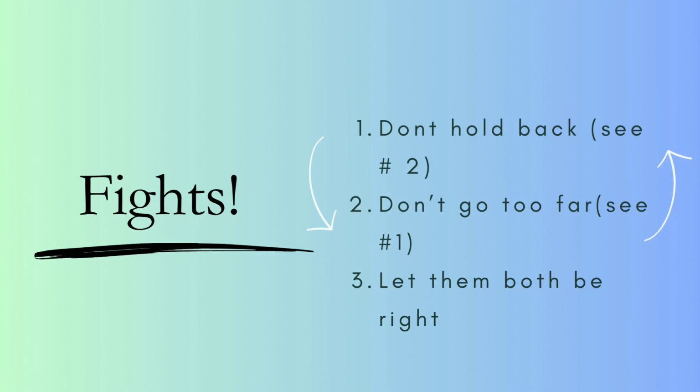But there are some things to keep in mind. One, don't hold back. Say what the person is thinking. If they think the other person is being a jerk, let them know they're being a jerk.